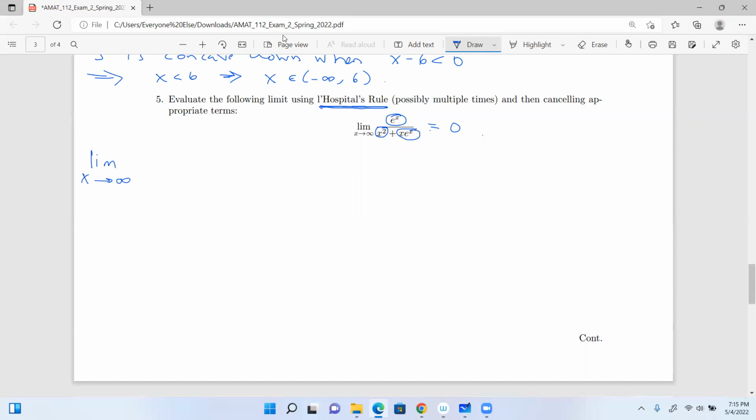So L'Hopital's rule says that if we have such an indeterminate form, infinity over infinity or 0 over 0, we can just differentiate the numerator and denominator separately and try to evaluate the limit at that point.